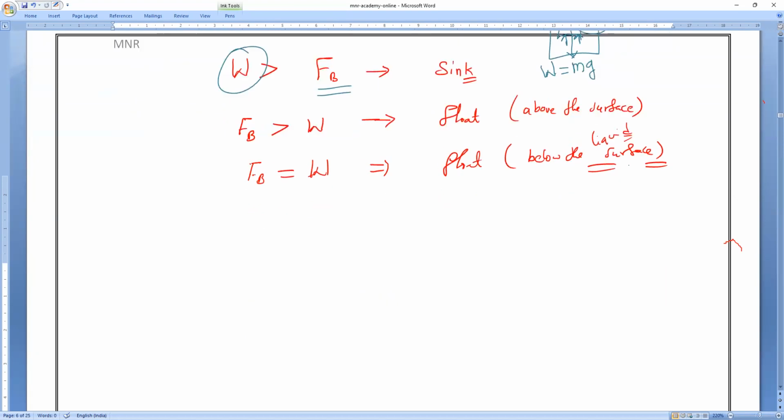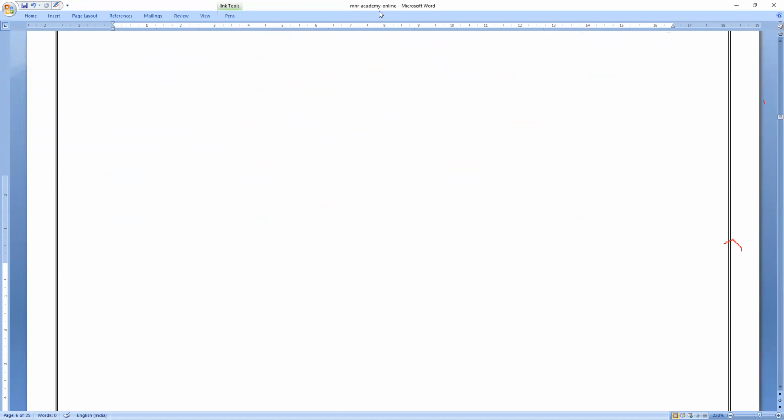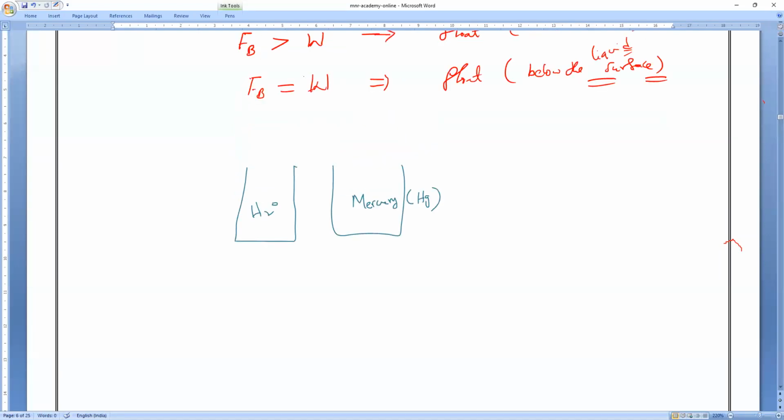Now, one most important concept I'm going to introduce you now. After this only we'll study the principle of flotation. So just have a glance, very carefully. If you have any small doubt also, you can ask me immediately. Okay. So let us see that now. For example, I have taken two beakers. One is water, H2O. Another one is mercury. So mercury means what, guys? Hg. Am I right or wrong?